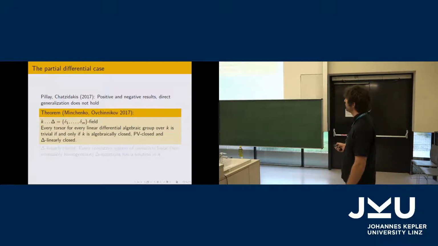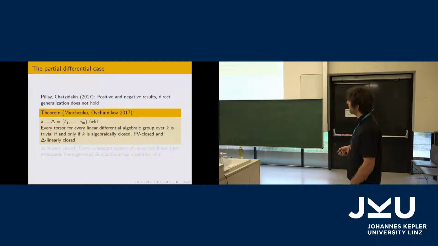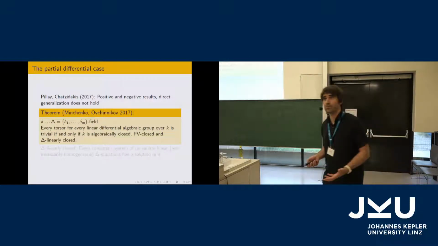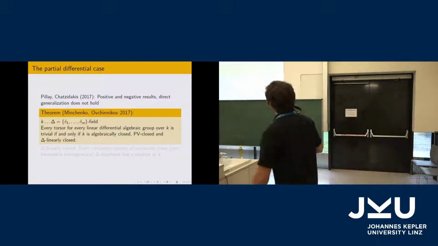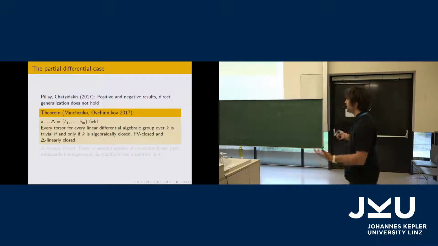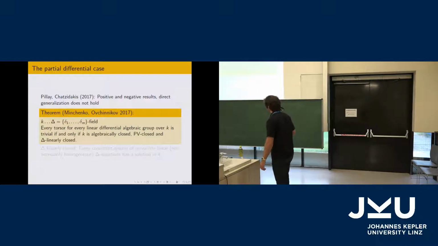So here we have a partial differential field. So we have m derivations, and their statement is that every torsor for every linear differential algebraic group over K is trivial if and only if K is algebraically closed, Picard-Vessiot closed, and linearly closed. So as before in the ordinary case, you have algebraically closed and Picard-Vessiot closed, and now they need to add a third condition, which they call linearly closed. And what does it mean?